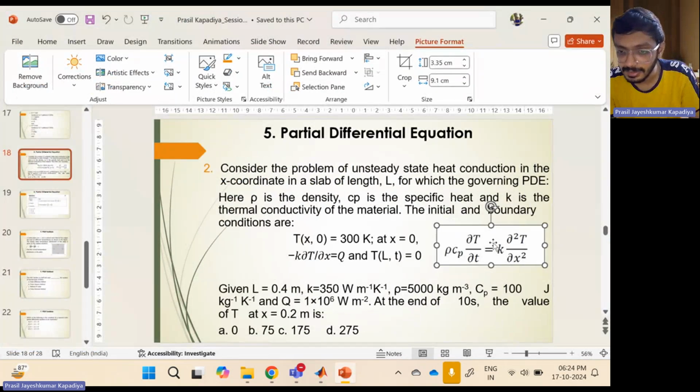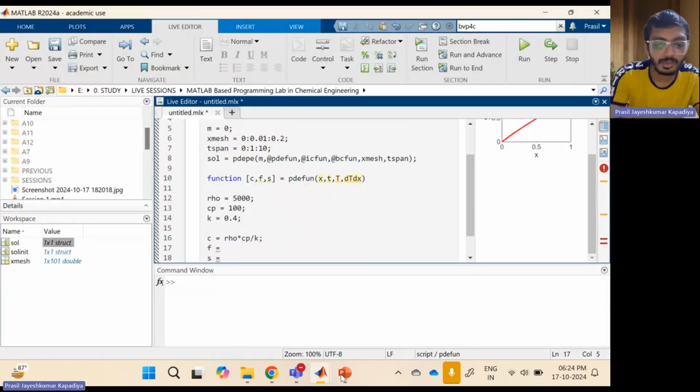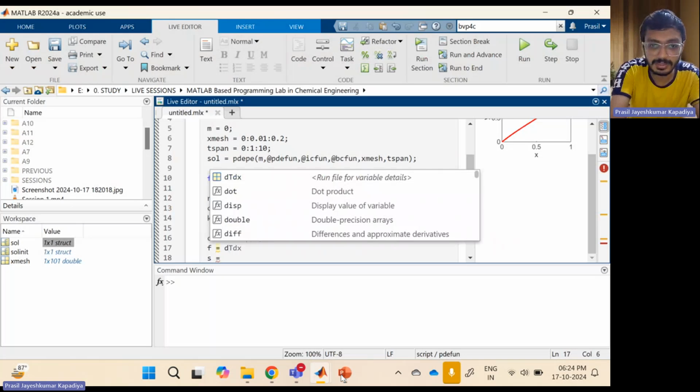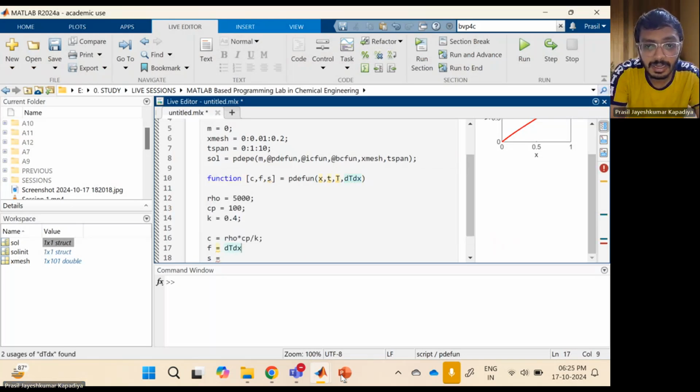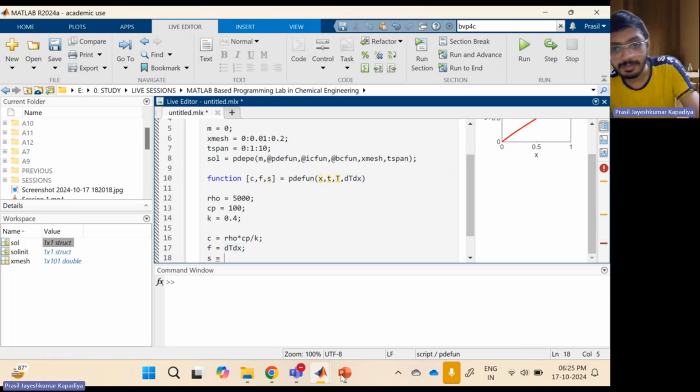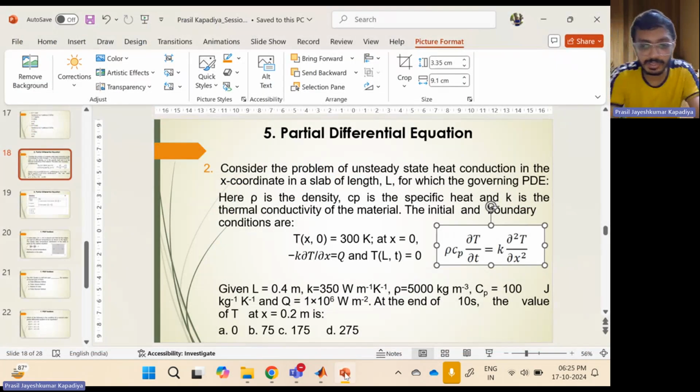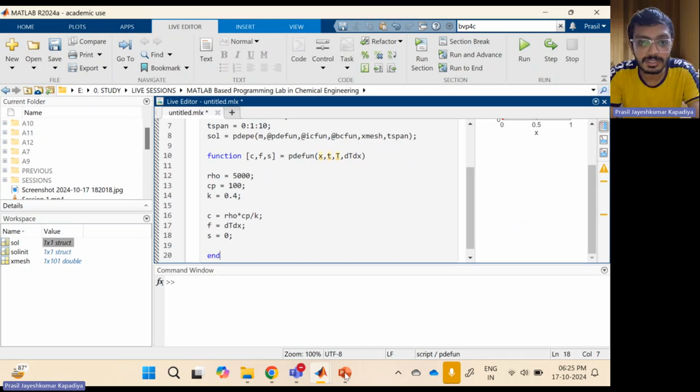So this is my first term C and my second term F. As I have already taken K below, so my F is just dT/dx. If you are not doing that, then you can write K into dT/dx. The way you want to write it is not going to affect anything. So my term is dT/dx. Okay, and my S, there is no additional term, so it is 0. So this is my first function of PDE fun.